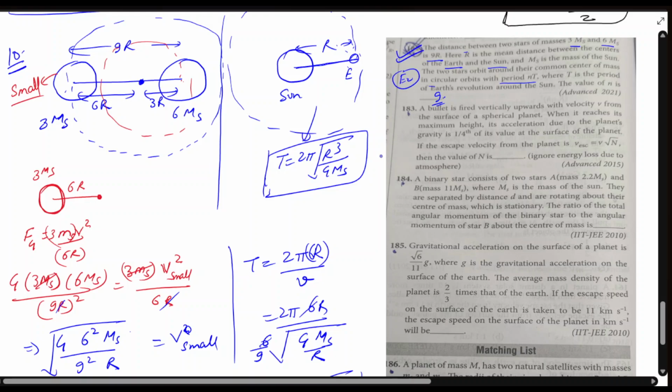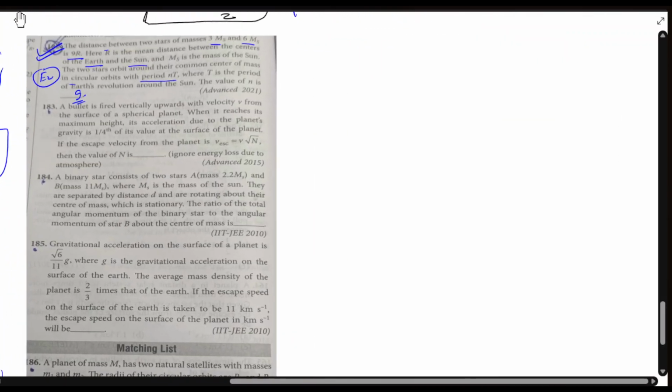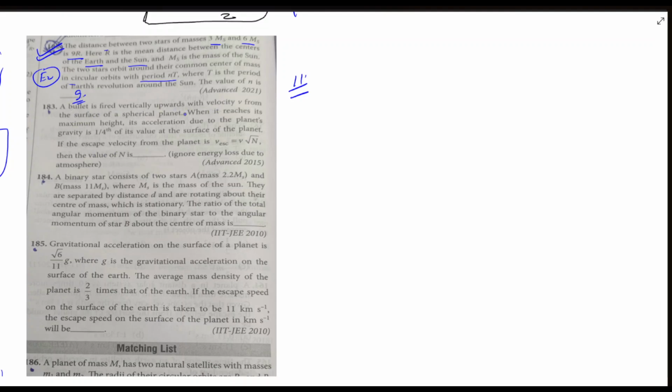Right? Let's move on to our 11th question. So we have a bullet fired vertically upward with a velocity v from the surface of a spherical planet. When it reaches its maximum height, the acceleration due to gravitation of the planet is 1 by 4th of its value. If the escape velocity from the planet is this, find the value of n.